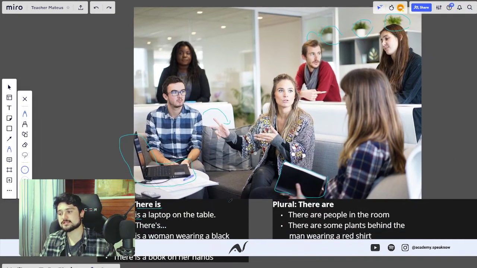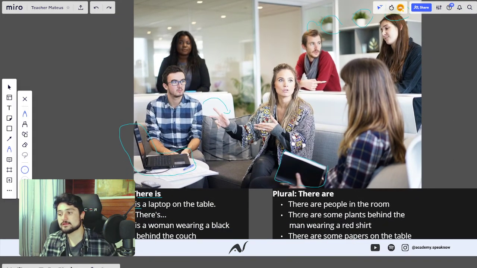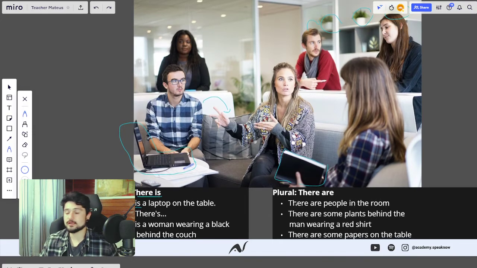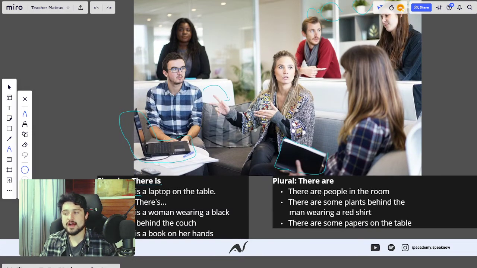So some examples concerning the plural, we could say: There are people in the room. There are some plants behind the man wearing the red shirt, and there are some paper sheets on the table.